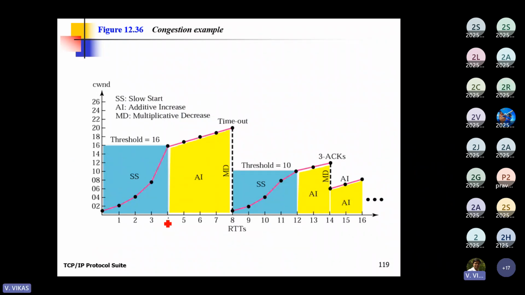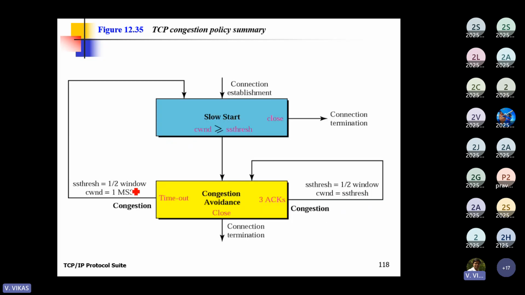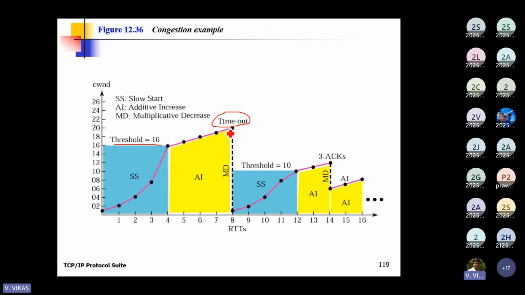The same thing we are representing here also. We are considering a congestion example and looking at how it goes. We consider the slow start threshold as 16, and you can see we started with 1, 2, 4, 8, 16. As soon as you reach 16, we move into additive increase: 17, 18, 19, 20. Suddenly a timeout happened. What is the rule? When a timeout happens, the SS threshold should be half of the window size and the congestion window should be 1 maximum segment size. The window size is 20 here.